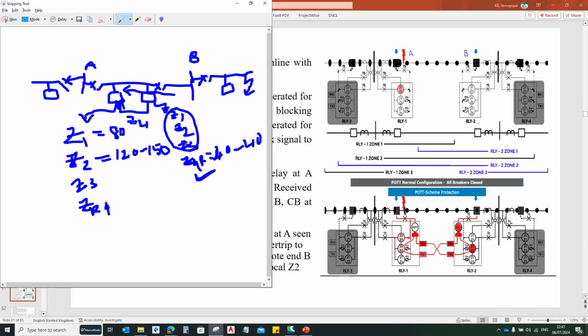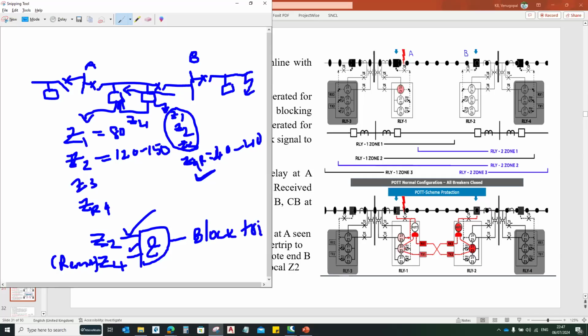Once it has received the Z4, because here the Z2 is operated and it also received the Z4 signal, it will form an AND gate. Zone 1, zone 2 is operated, and I received the zone 4 signal from the remote, so the output it will send is to block the trip.